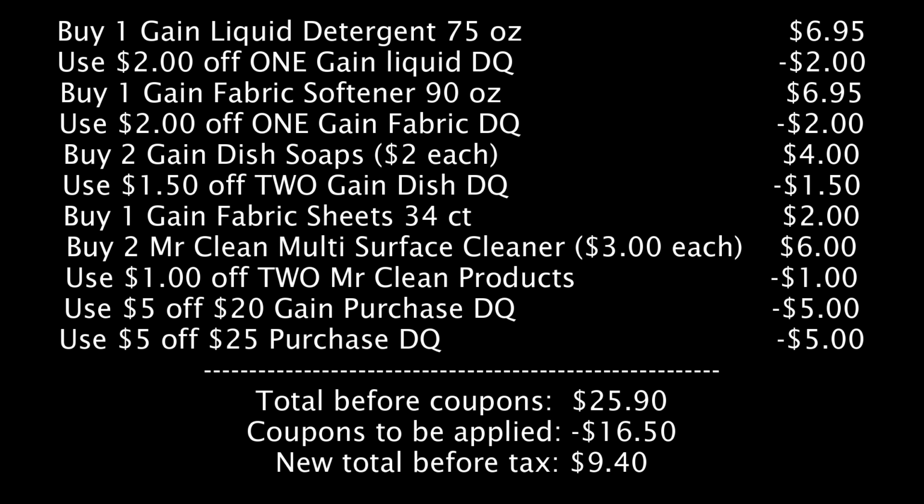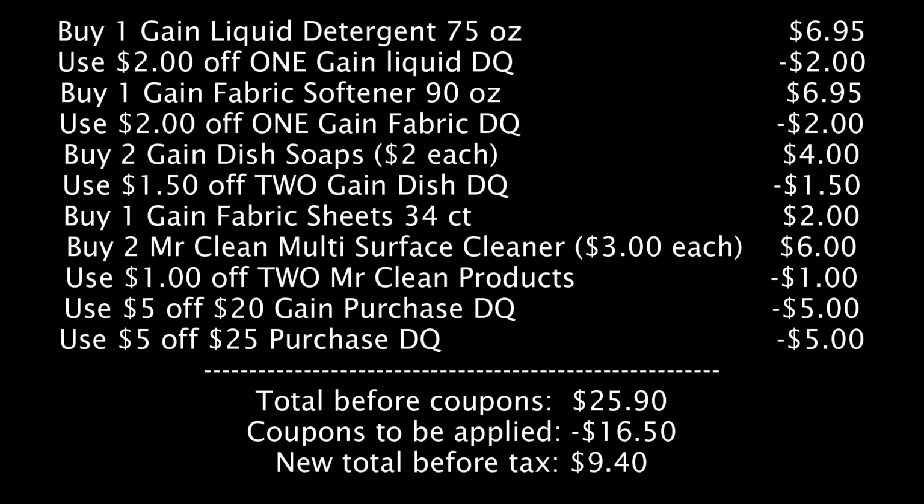We're going to buy 1 Gain fabric sheet, the 34 count for $2. Then we're going to buy 2 Mr. Clean multi-surface cleaners. They're $3 each. We're going to use a $1 off 2 Mr. Clean digital coupon. We're going to make sure we have that $5 off $20 Gain purchase digital coupon attached to our account, and also the $5 off $25 Gain purchase digital coupon.